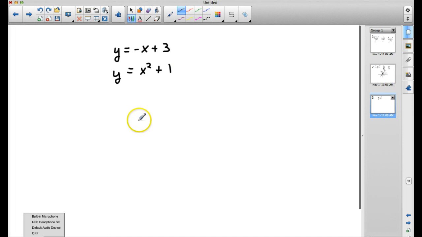Now eliminating means you want to get rid of a variable. So I'm going to get rid of y. What I'm going to do is multiply the top equation, as long as I do both sides, by negative 1. If I do that, on the top equation, I'm going to get negative y is equal to negative x plus 3.